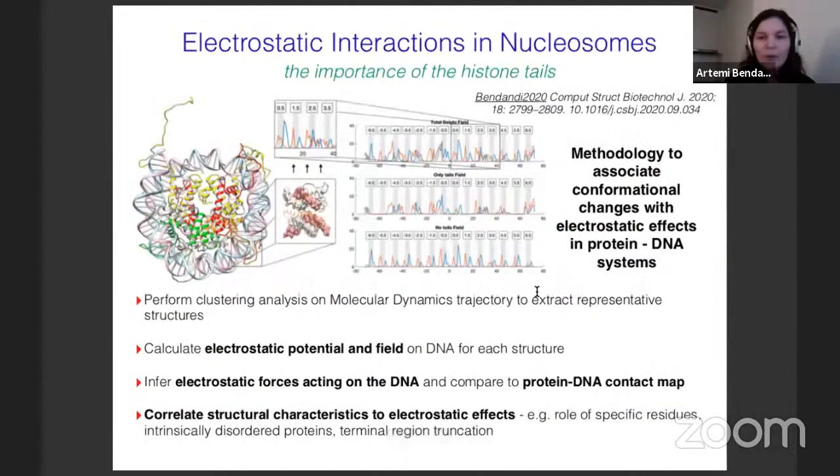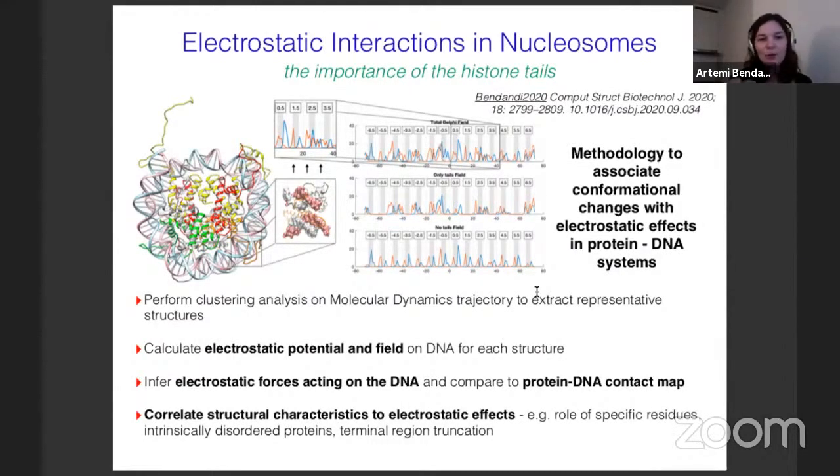So first of all, what did we look at? We started looking at the electrostatic interactions in a single nucleosome, and we wanted to study the importance of the histone tails. In order to do that, we developed a methodology to associate conformational changes in protein-DNA systems with their electrostatic effects. And this methodology comprises the following basic steps.